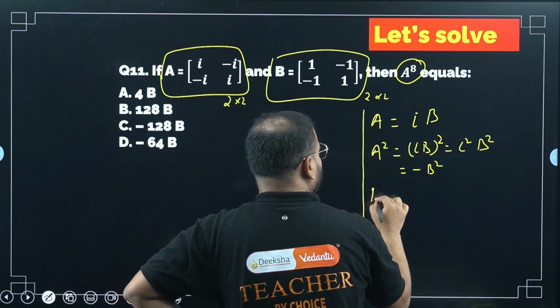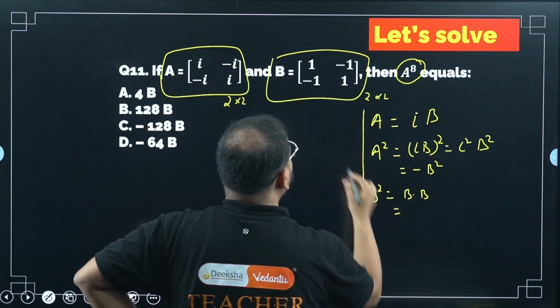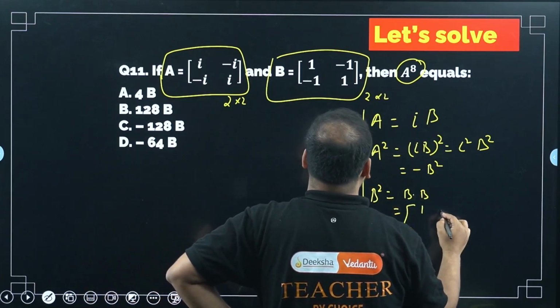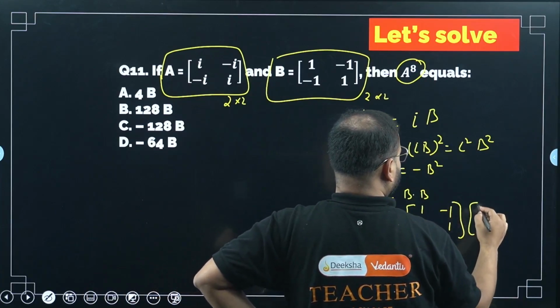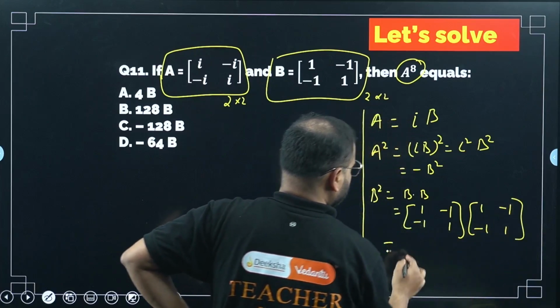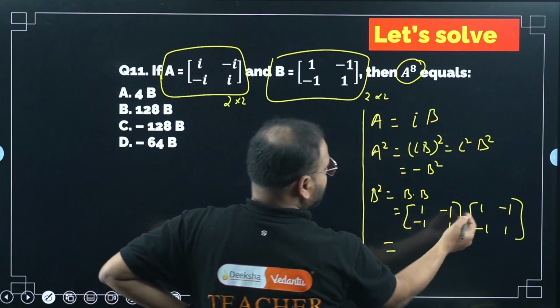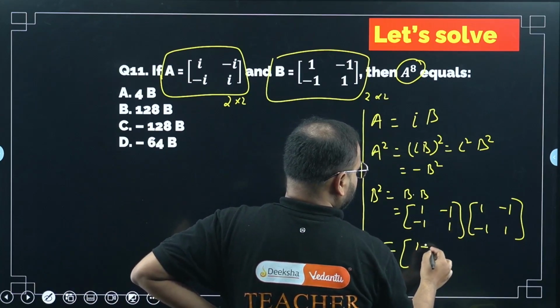Check here. I know B, right? So B square is nothing but B into B. What is B into B? Do the multiplication here: 1, minus 1, minus 1, 1 with itself. Let's do the multiplication, please. If I do that, what do I get? 1 into 1 is simply 1. Minus 1 into minus 1 is again 1.